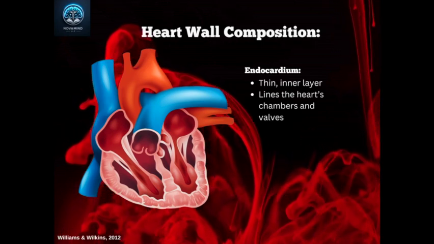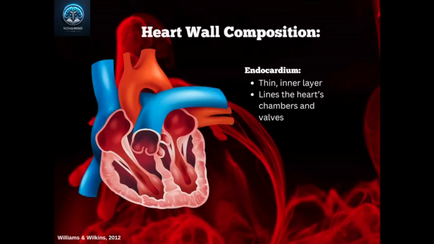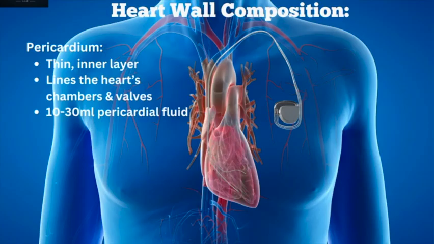This smooth lining is vital for facilitating the efficient flow of blood within the heart and preventing complications such as blood clots. Lastly, the pericardium is a vital protective layer surrounding the heart, often referred to as the pericardial sac. The sac typically contains between 10 to 30 milliliters of pericardial fluid.